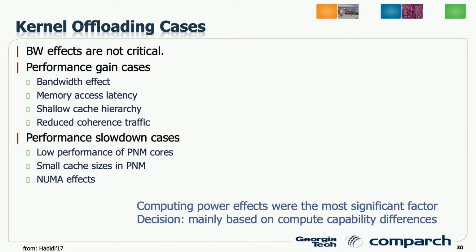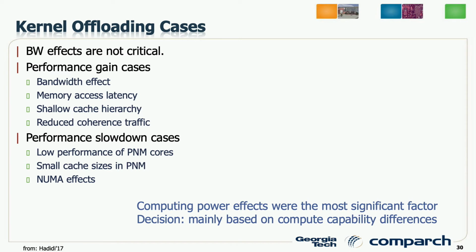But sometimes we lose performance on the PIM because PIM cores cannot be as high performance as a CPU, mainly because of thermal constraints. So the PIM cores are relatively low performance cores. And the PIM cores need to have smaller cache sizes because they are limited by memory chip sizes, so we cannot really put in too big caches.